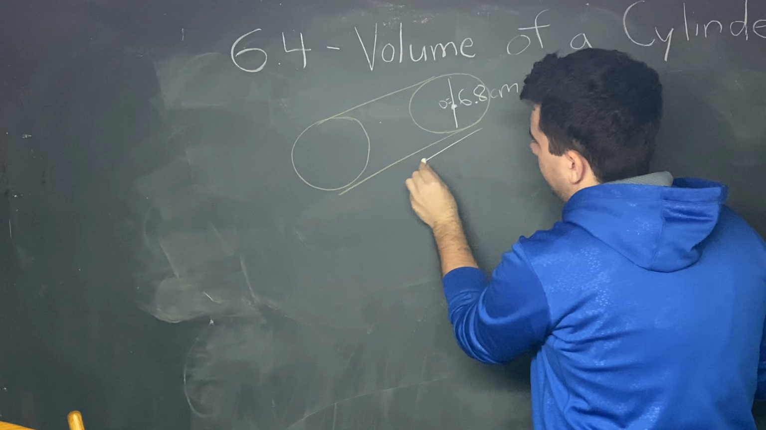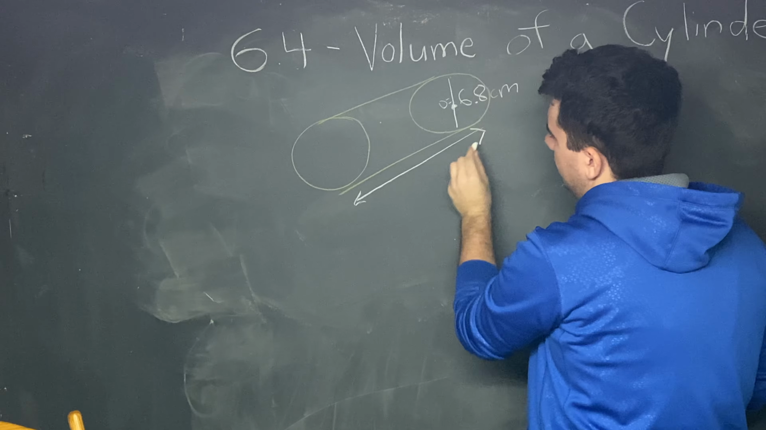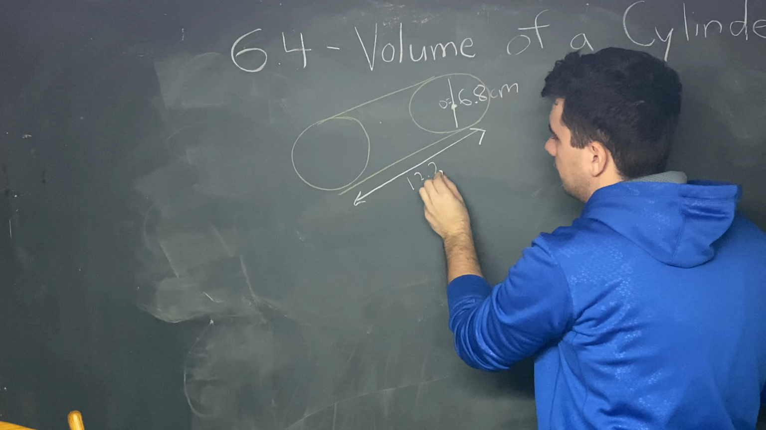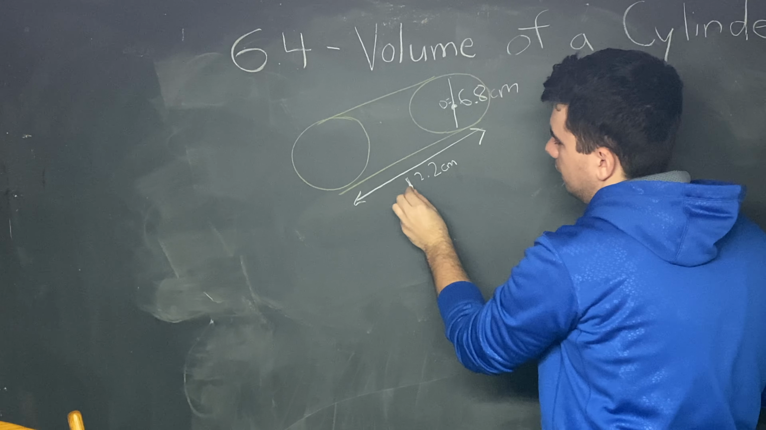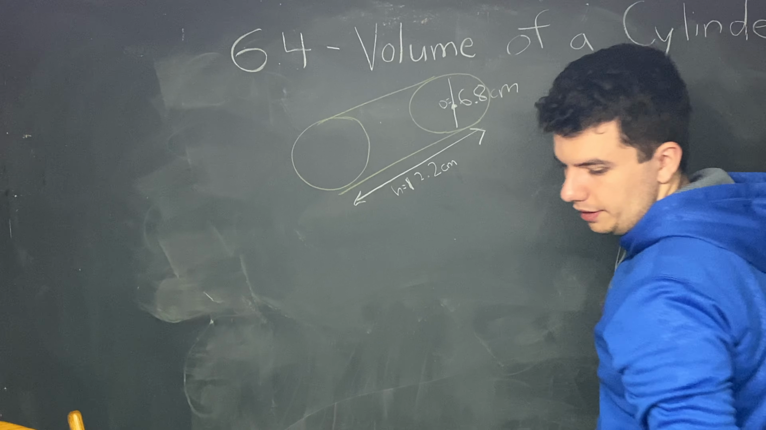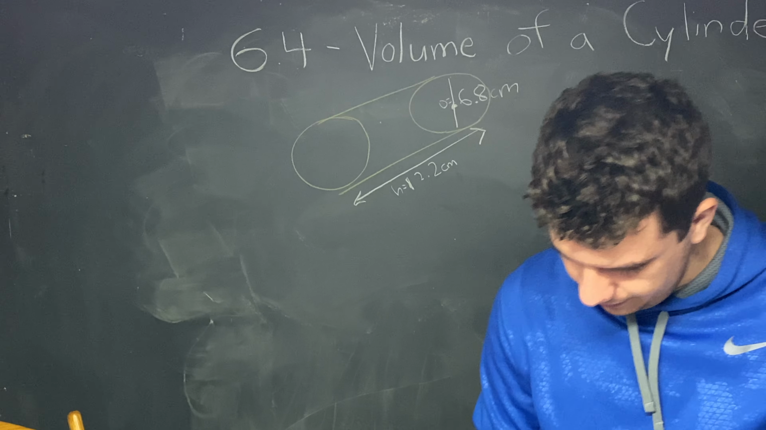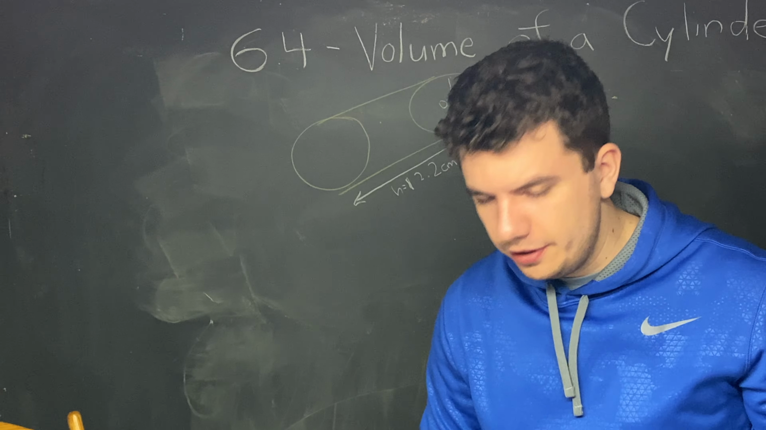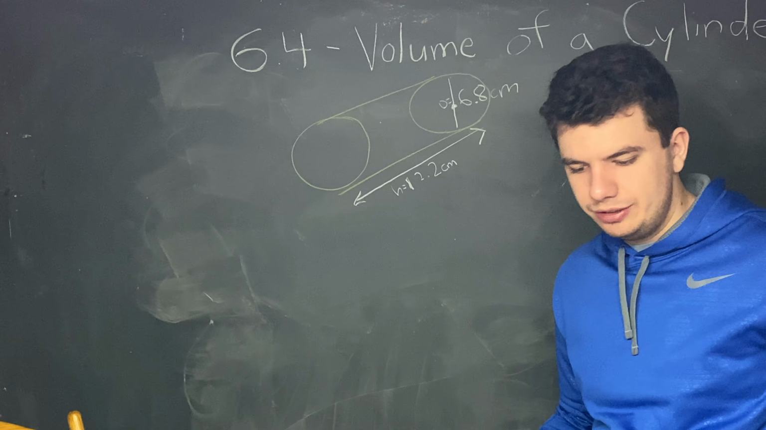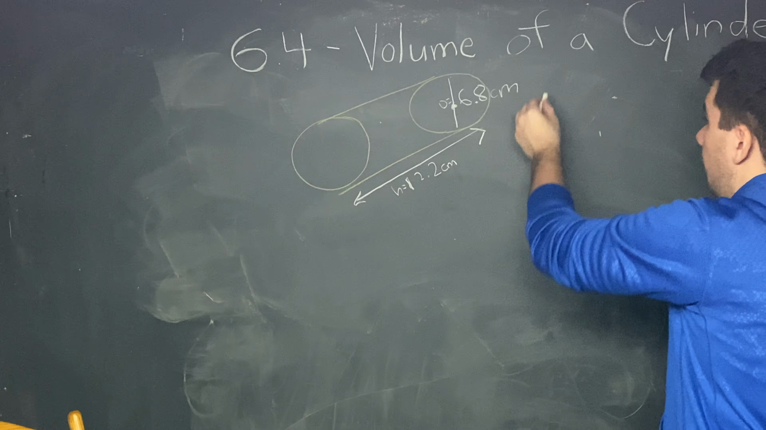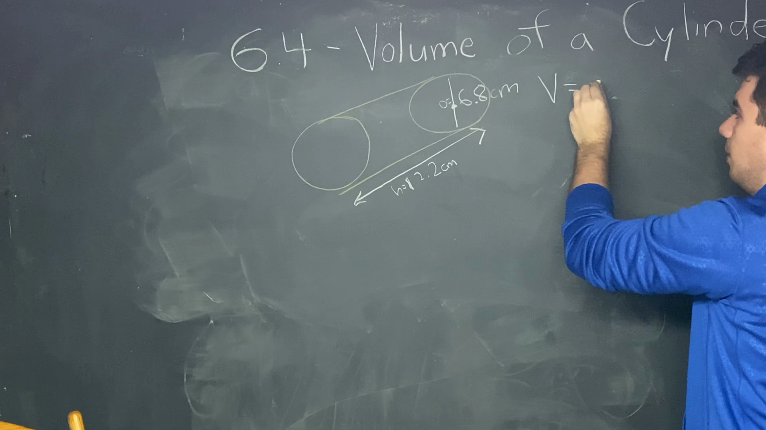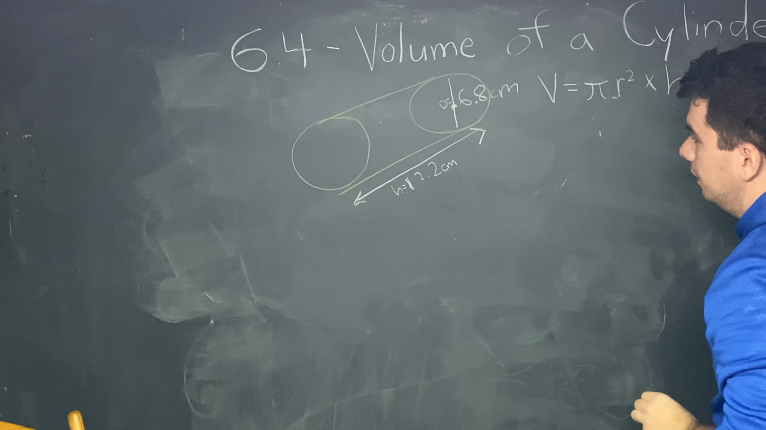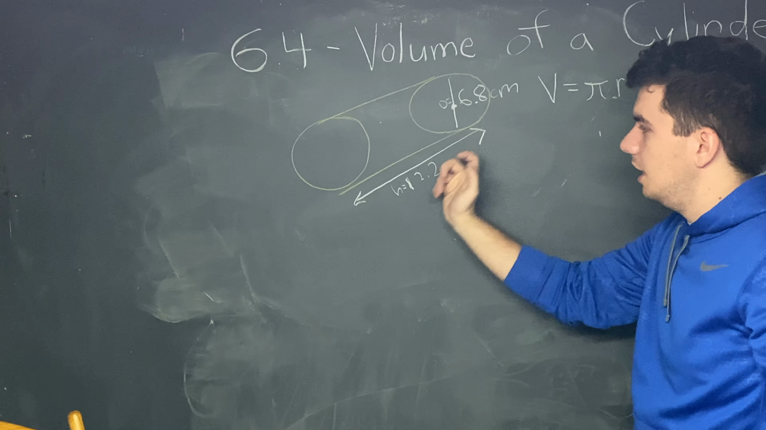So I'm just going to draw a line here. That's the height of the can, 12.2 centimeters. Now, what they're asking is what is the volume of the can? So the first thing we have to write down is our equation for volume that we're going to be using. So volume is going to be equal to pi r squared times the height. So we're first going to find our base times height.